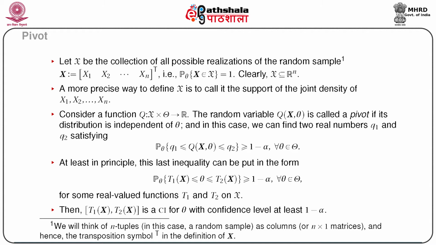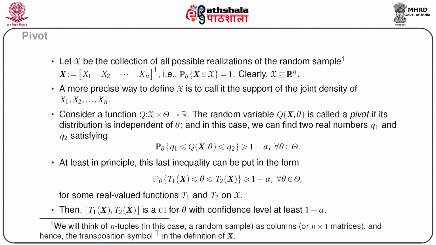Since the distribution of Q is independent of theta, we can find two numbers, small q1 and small q2, such that q1 is less than q2 and the probability under theta that q1 is less than or equal to capital Q(X, theta), which is less than or equal to q2, is greater than or equal to 1 minus alpha for all theta belonging to script theta.